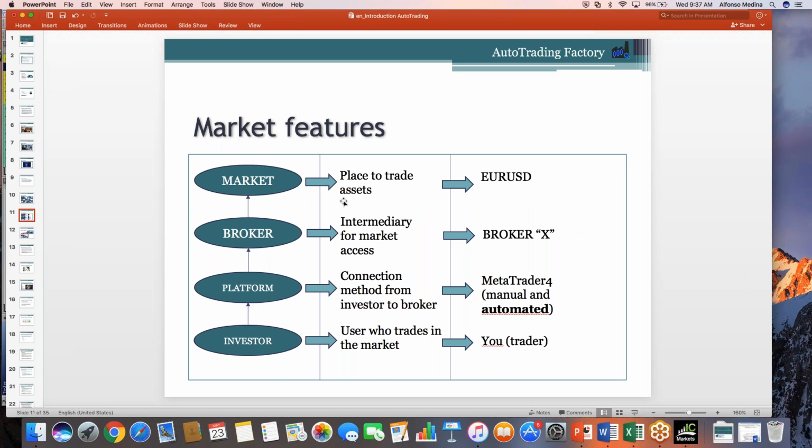Again, here the market, place to trade assets. An example is the euro-dollar currency pair. Then we have the broker who has the market access. We have many of them. And then we have the platform, which is a method to connect the investor to the broker. In our case, we're going to be seeing an example of MetaTrader 4, which is used for manual as well as automated trading. Then we have the investor, the trader, would be you in this case.